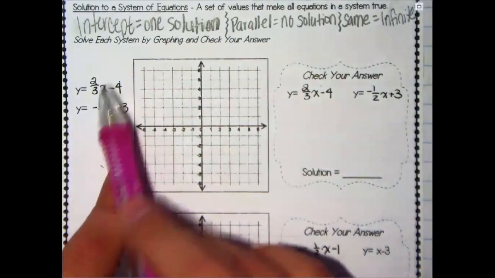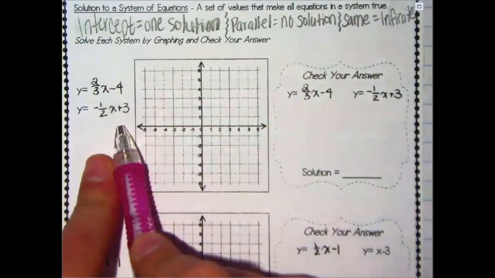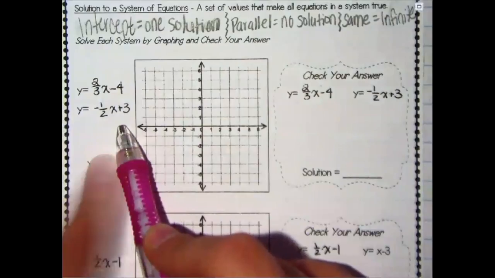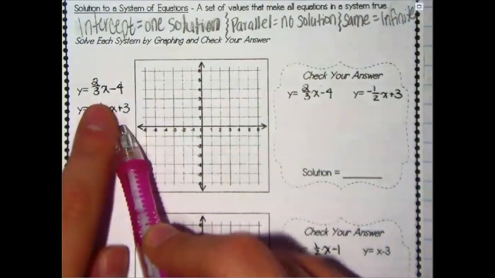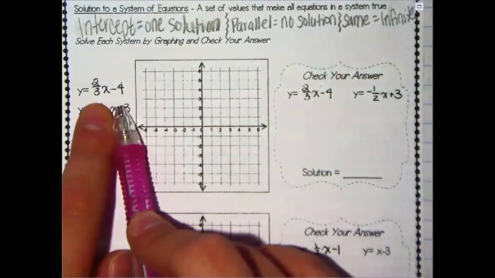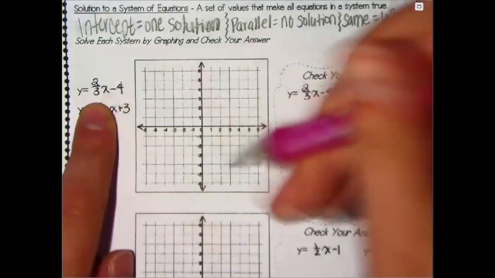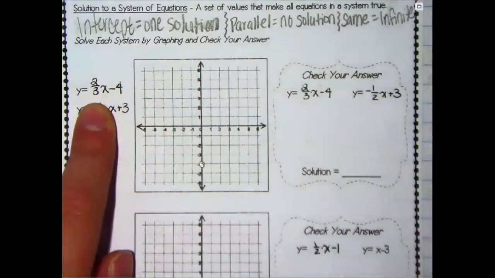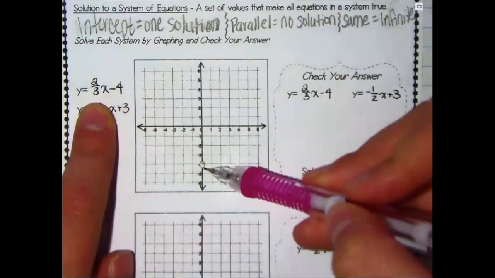We're going to graph each equation separately. So we're not going to try to graph them all at the same time. We're going to graph one at a time. Let's start with this first one. How do I start graphing this? Negative 4 on the y-intercept. Okay, so I'm going to start right here at negative 4 on my y-intercept.